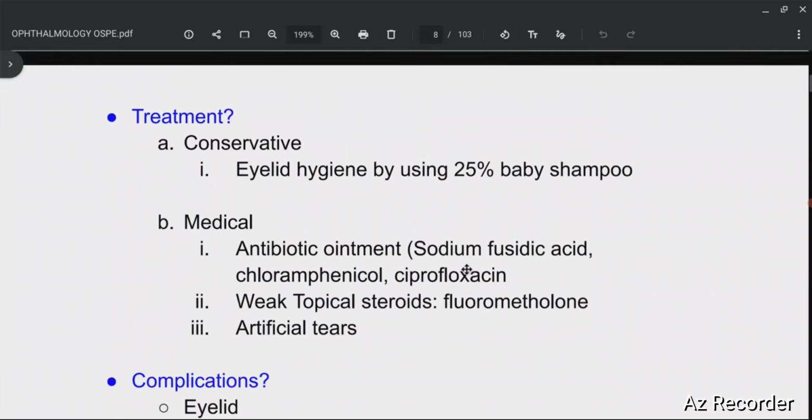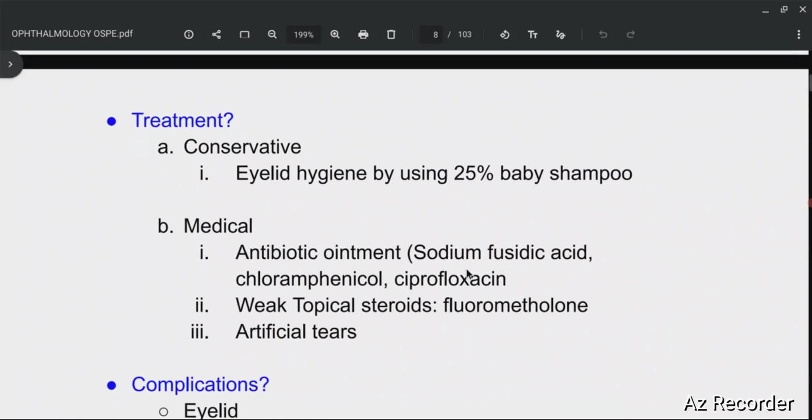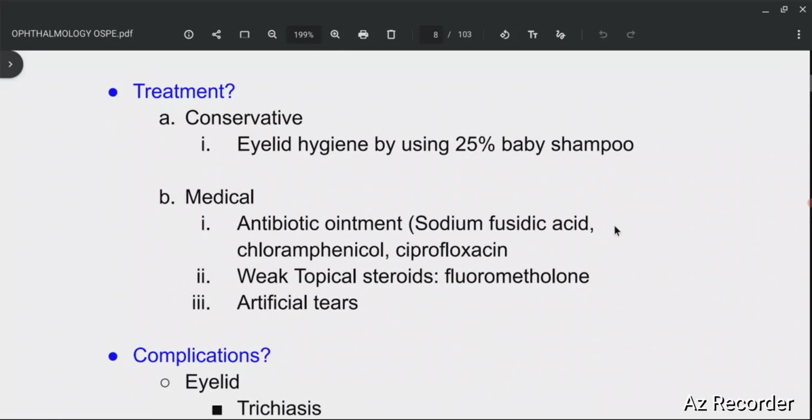What are the treatment options we have? We have a conservative treatment option. We ask the patient to maintain eyelid hygiene by washing the eyelids with 25% baby shampoo. This is very important, okay? So that we are actually trying to remove those crusts, and you have to do it in a very gentle way, because you know that when you remove the crusts, you form bleeding ulcers. So you have to be very gentle, and you have to use 25% baby shampoo to remove those crusts and to maintain the eyelid hygiene.